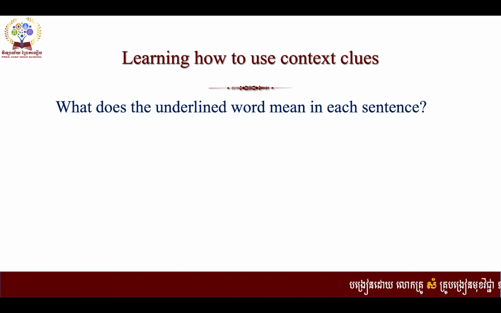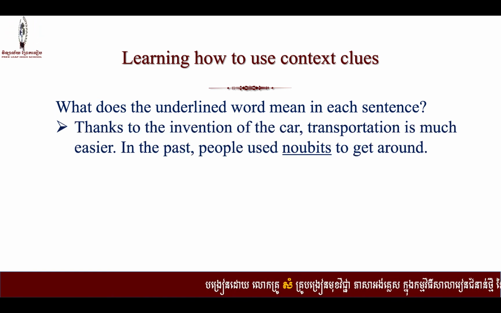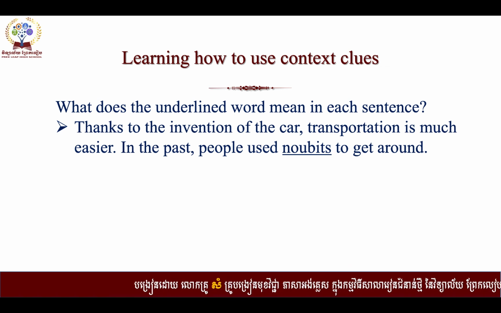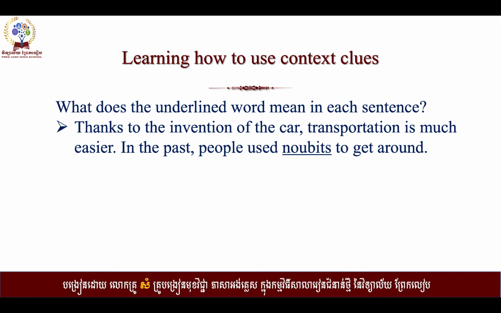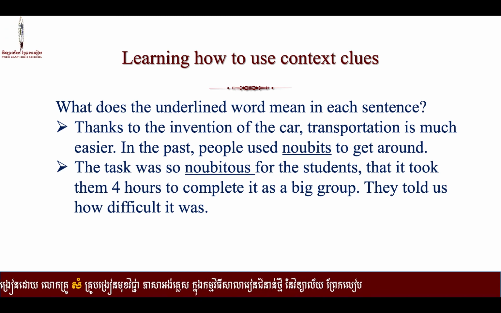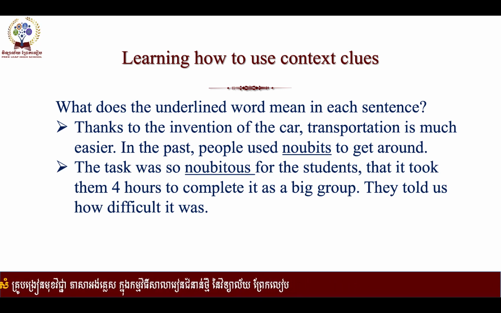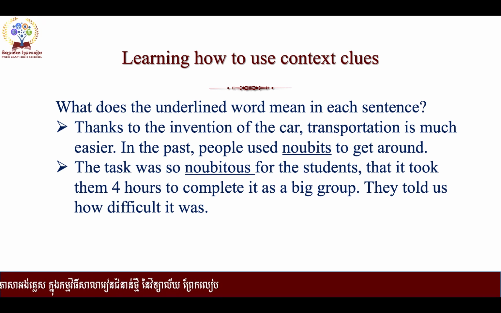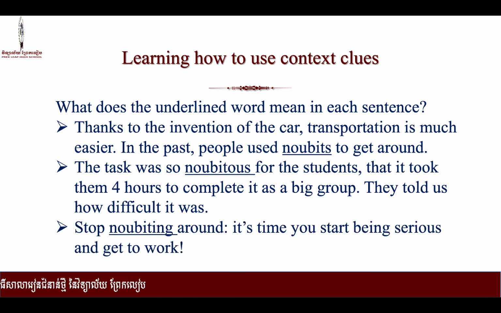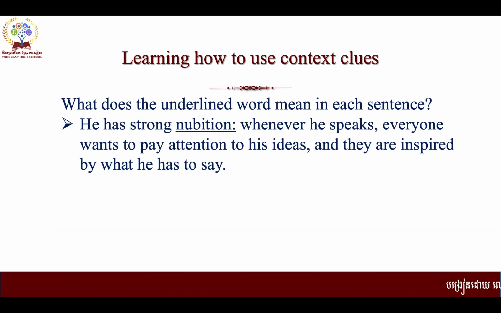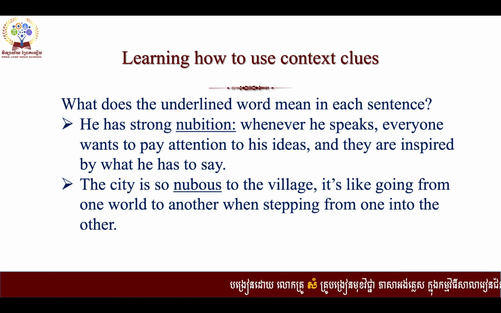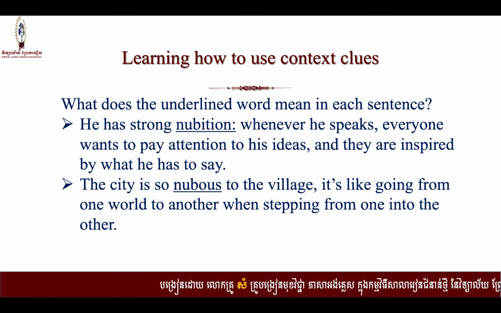I want you to read each sentence and think about what you think the underlined word means in each sentence. Thanks to the invention of the car, transportation is much easier. In the past, people used nubits to get around. The task was so nubitous for the students that it took them 4 hours to complete it. They told us how difficult it was. Stop nubiting around. It's time you start being serious and get to work. He has strong nubition. Whenever he speaks, everyone wants to pay attention to his ideas, and they are inspired by what he has to say. The city is so nubis to the village, it's like going from one world to another when stepping from one into the other.